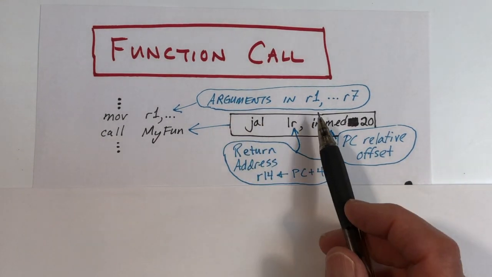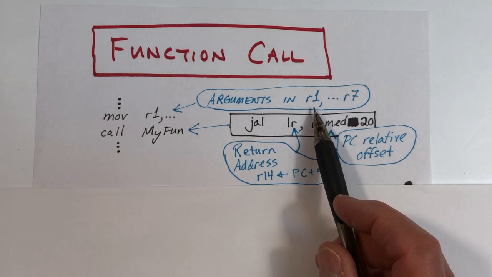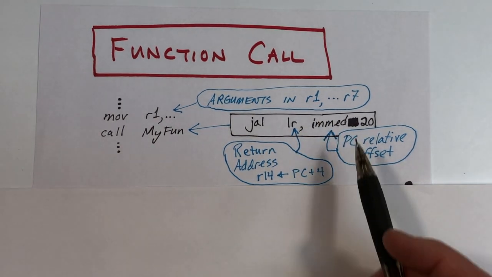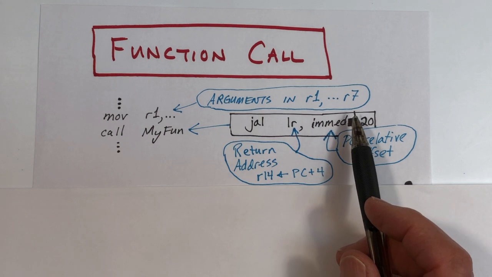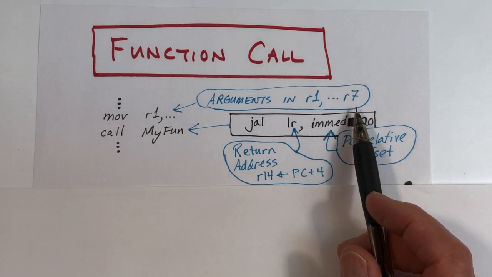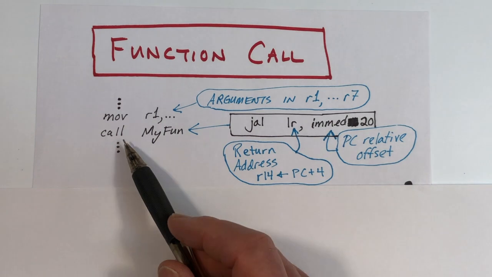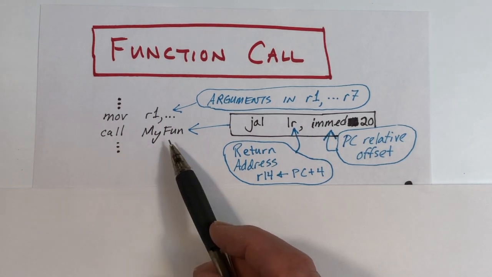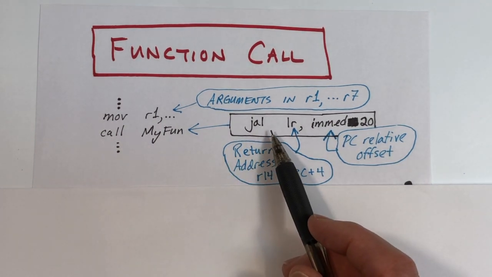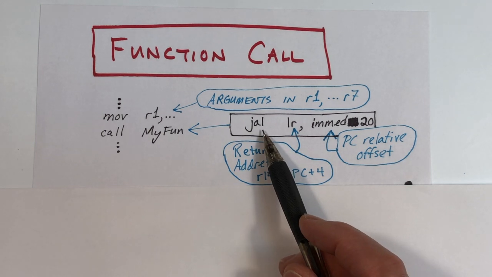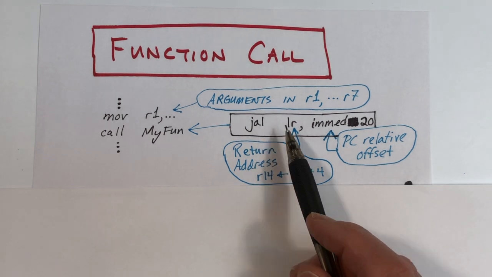The arguments are passed in registers, and registers 1 through 7 are used. If there are more than 7 arguments, they are passed on the stack, and I'll discuss that in a second. But generally speaking, most functions have 7 or fewer arguments. The call instruction is then used, and generally this will compile or assemble into a jump and link instruction.